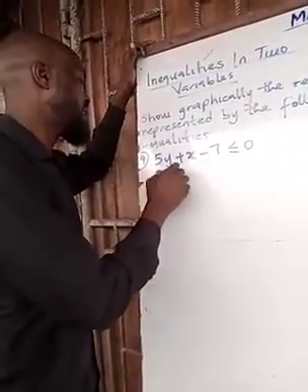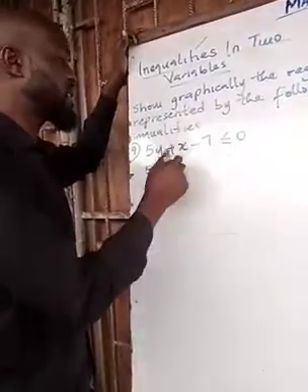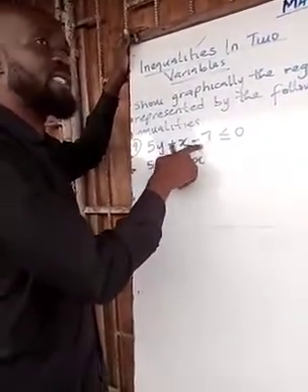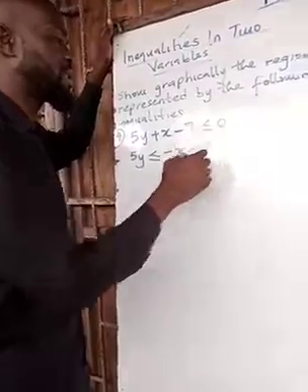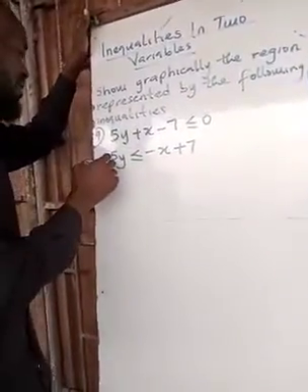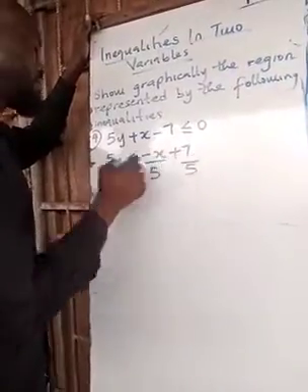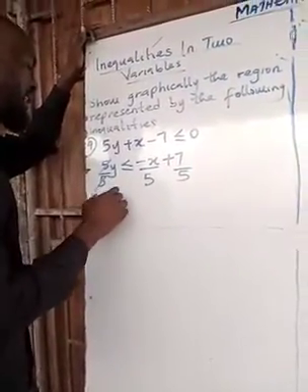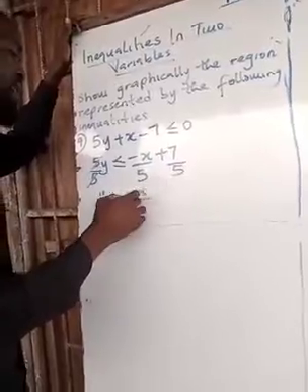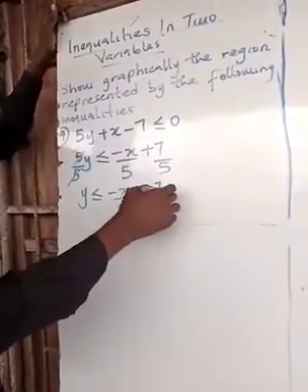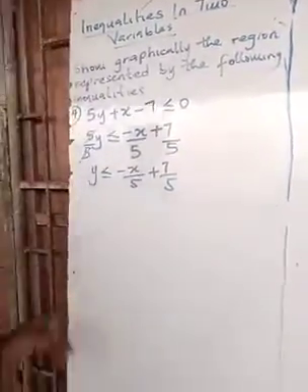You have 5y less than or equals to, if this goes there, we have minus x. If this minus 7 goes there, we have plus 7. Then we divide all through by 5. The sign is not changing. So we have y less than or equals to minus x over 5 plus 7 over 5.